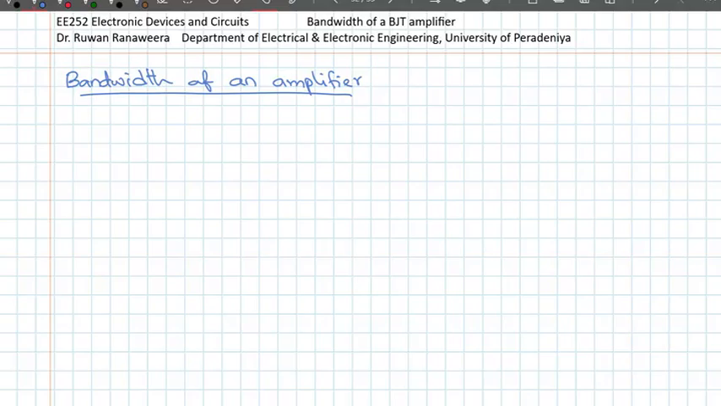Today we are going to talk about bandwidth of a BJT amplifier. Actually, this is more general than just for a BJT amplifier. This applies to any amplifier or any device. But since this is relevant to our study, we are going to look at it today. So far, the effect of coupling capacitors was neglected in our circuit.